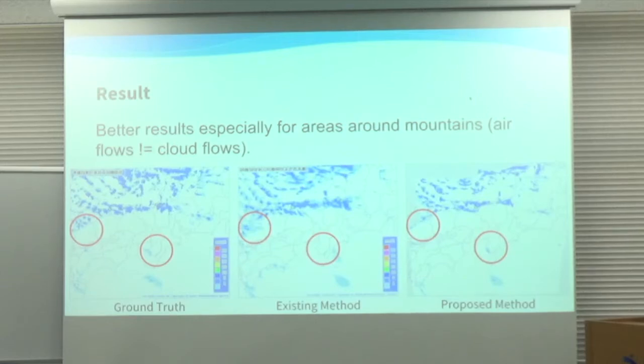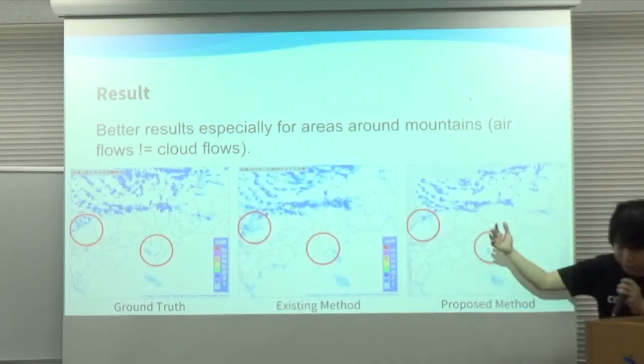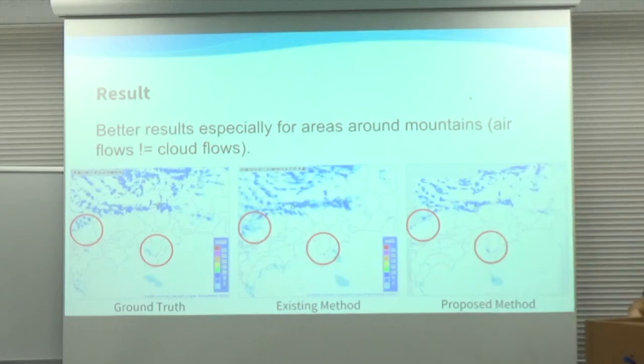And this is one result. The left one is the ground truth, the center one is Kishocho's result, and my method is the right one. For example, in Hiroshima prefecture, the left red circle, there is a mountain here, and the airflow comes from north to south. But there is a mountain, so the airflow can go over mountains, but rain clouds cannot go over mountains.